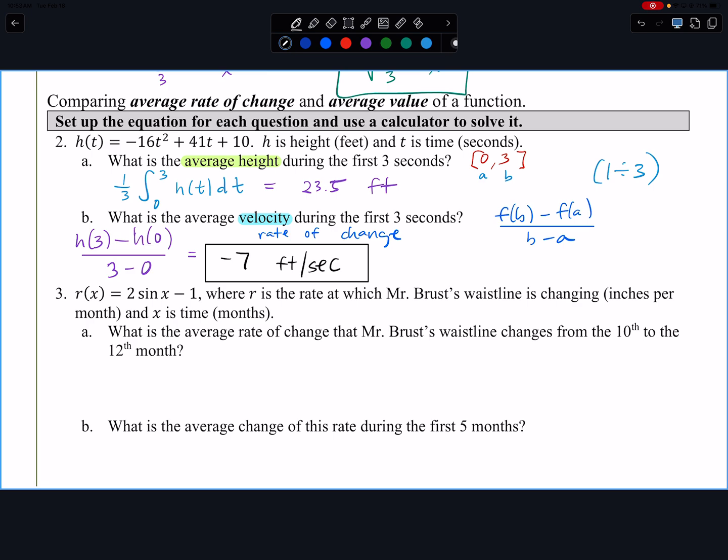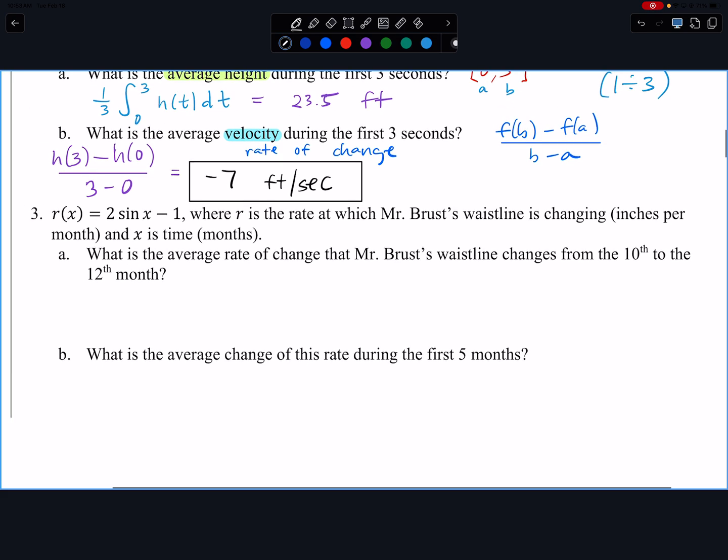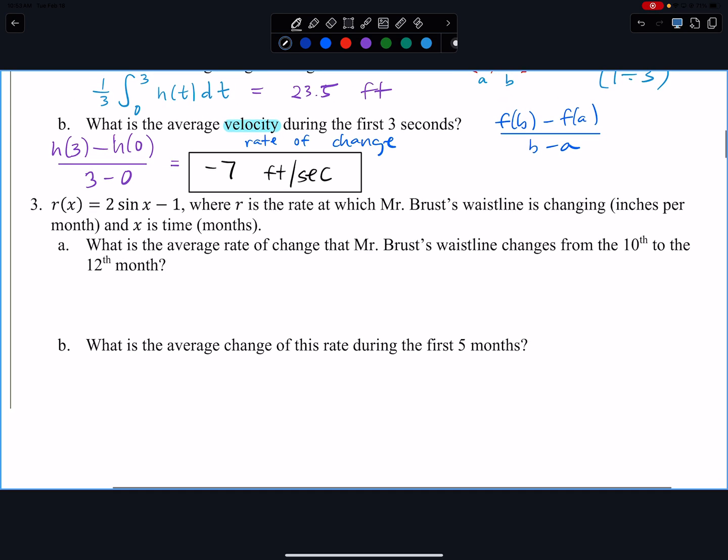Number 3 is just dumb, but we're going to do it anyway as good practice, because sometimes these AP people like to trick you. So let's read it together. R of x is equal to 2 sine of x minus 1, where R is the rate at which Mr. Bruce's waistline is changing in inches per month, and x is time. What is the average rate of change that Mr. Bruce's waistline changes from the 10th to the 12th month?